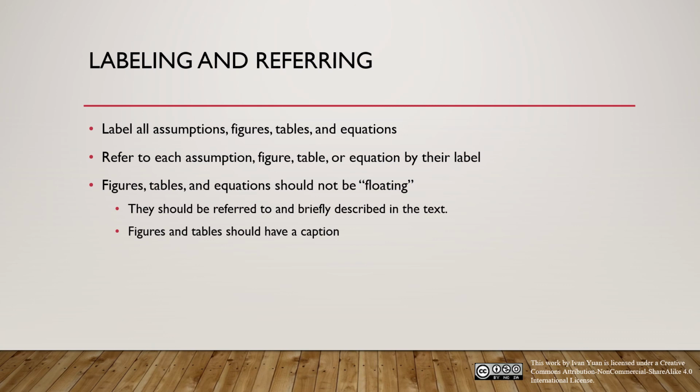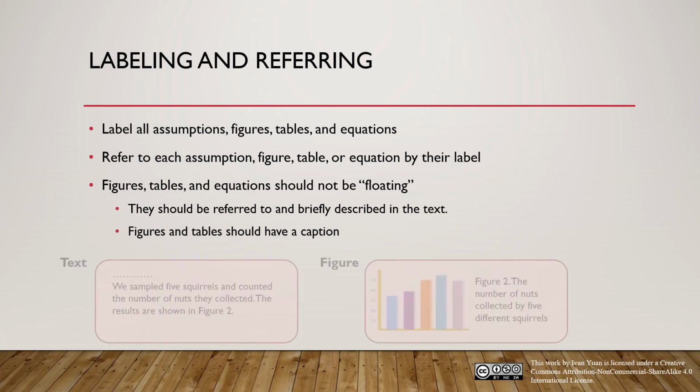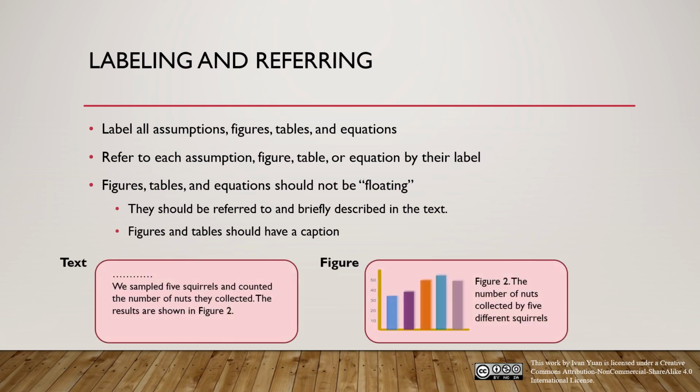And for figures and tables, we need a caption. And one example will be like this. For example, in the text we might say, we sampled 5 squirrels and counted the number of nuts they collected. The results are shown in figure 2. And then, when you have the figure, you show the figure, and then you put a label on it, figure 2, and have a short caption.